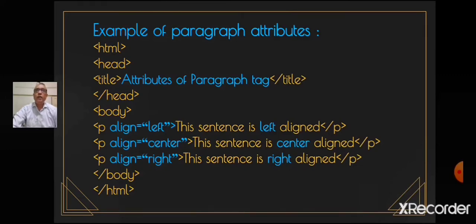Similarly, for the center, P align is equal to center. Here align, the name of the attribute, is not changed, whereas the value of the attribute is changed. What is the value here? It is center. This means your paragraph will be center aligned. The third one is P space align is equal to right. This means your paragraph will be right aligned. Close the body tag and close the HTML tag.